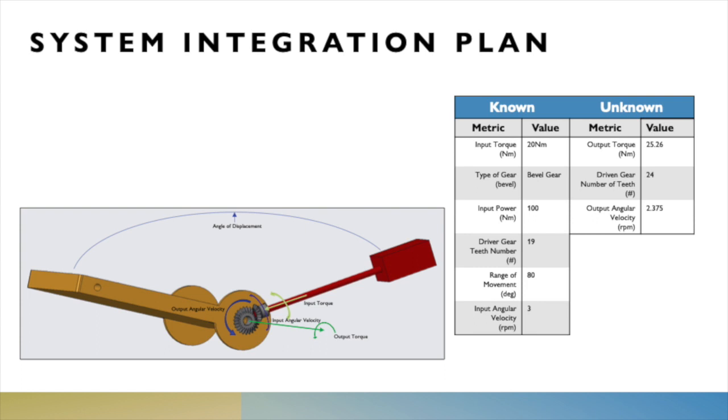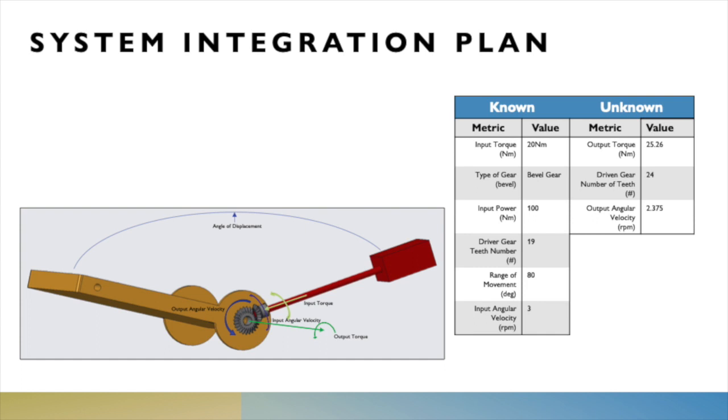Next, we're going to keep talking about our system integration plan. Firstly, for our ankle subsystem or ankle mechanical system, we can see a figure showing our free body diagram in which we denote the angle of displacement, the output angular velocity, the output torque, the input torque, and the angular velocity of the input.